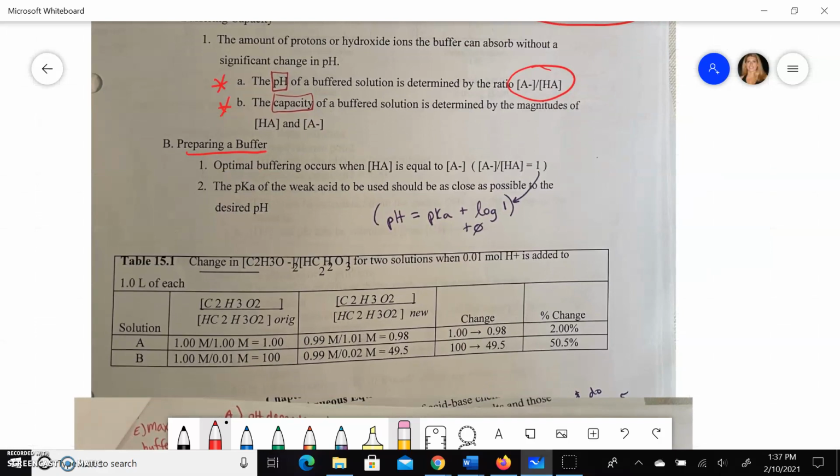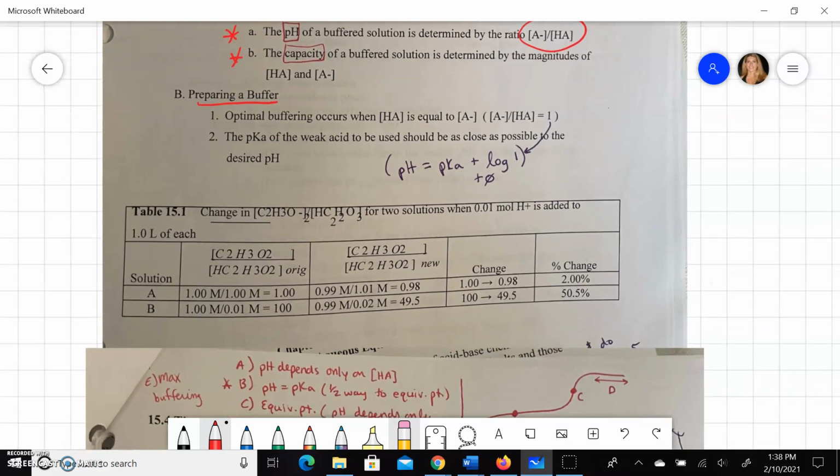This is the best kind of buffer, when the concentration of the weak acid is equal to the concentration of the conjugate base. Because what happens is when you put them on top of each other in the Henderson-Hasselbalch equation, you get 1. When you take the log of 1, you get 0. And so this is going to be close to the pKa. So the best buffer system is when those two are equal to each other.